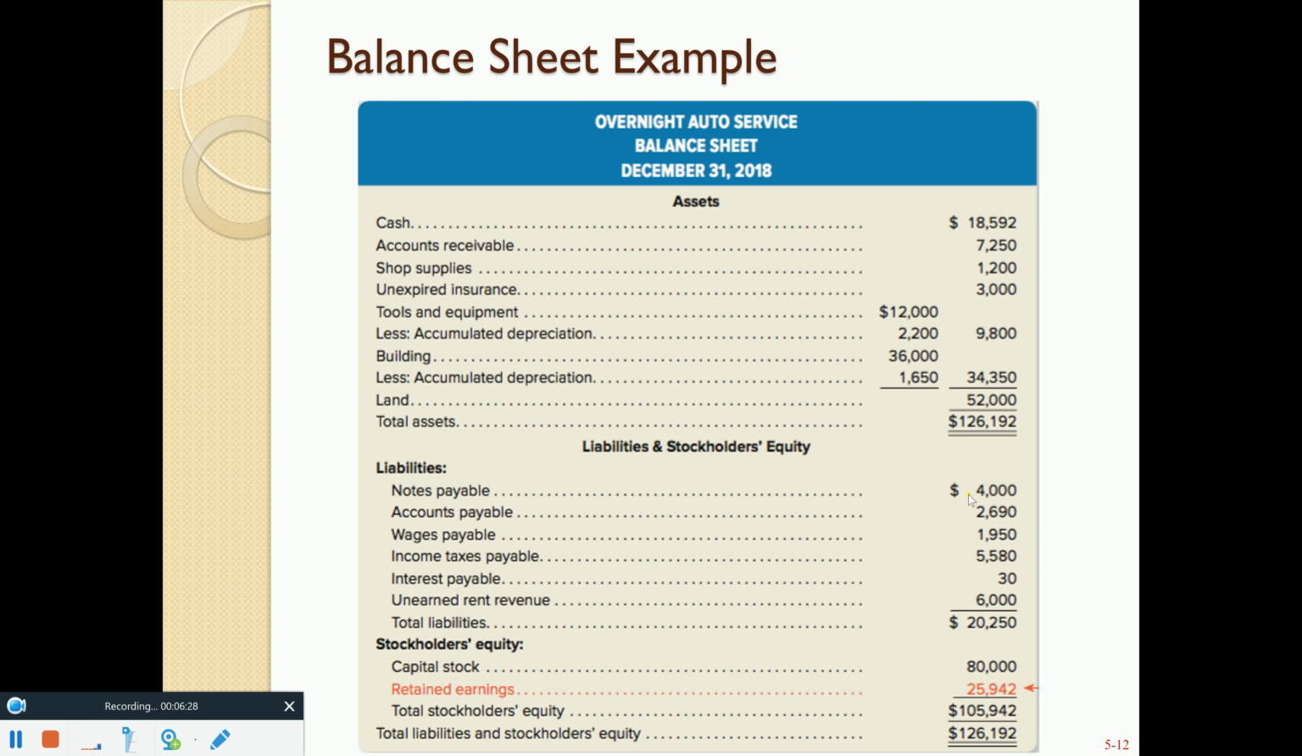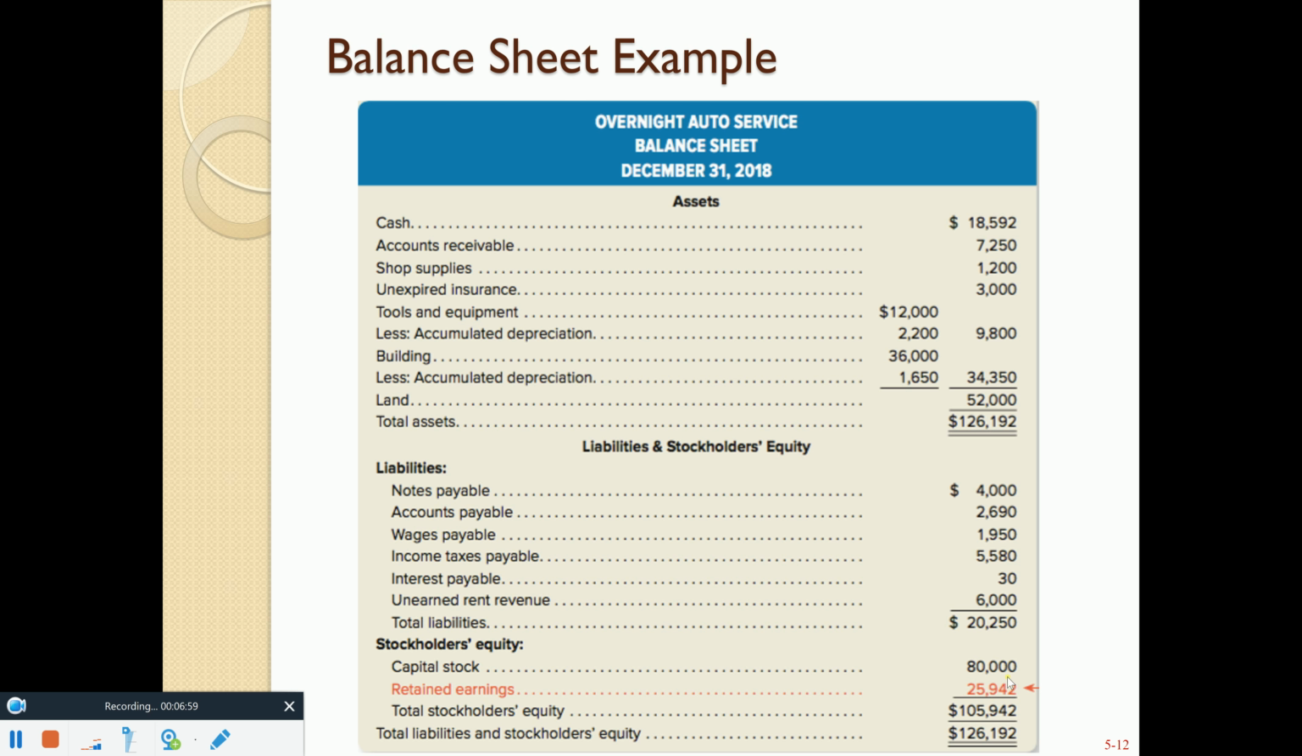Our liabilities: notes payable, accounts payable, wages payable, income taxes payable, interest payable, and your unearned rent revenue, aka customer deposit. We talked about these liabilities, at least the adjustments to these liabilities, in the prior chapter. Total liabilities is $20,250, and our equity is broken down between the capital stock and the retained earnings account.